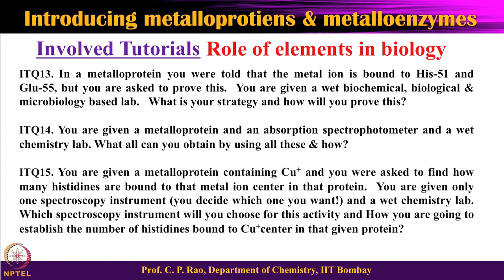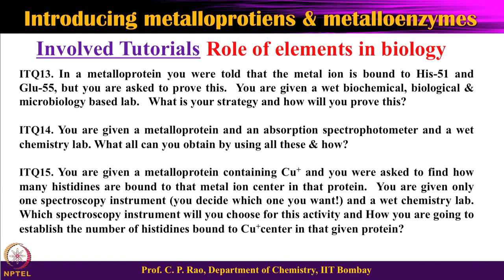Okay, so the next question. These tutorials are supposed to make you think about how to respond to the questions. You are given a metalloprotein and an absorption spectrometer. I would say you are given different metalloproteins, an absorption spectrometer, and a wet chemistry lab. So, what all can you obtain by using all these and how? When you say wet chemistry lab, you should be able to do chemical modifications.